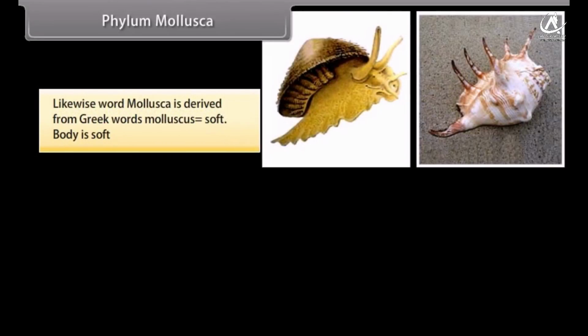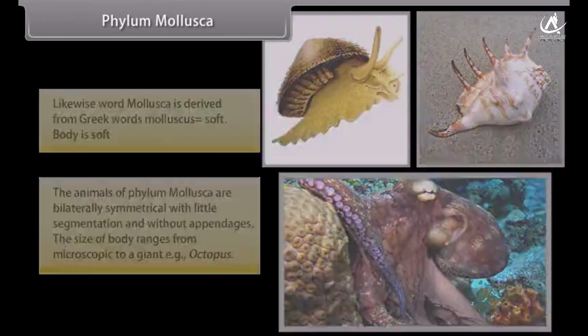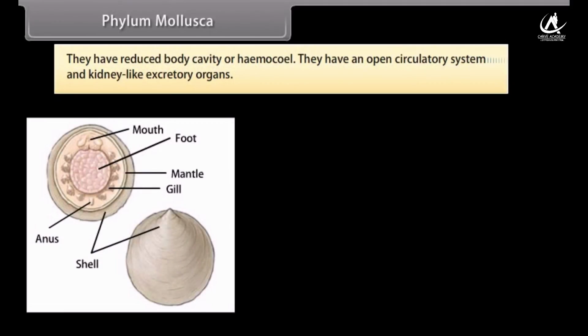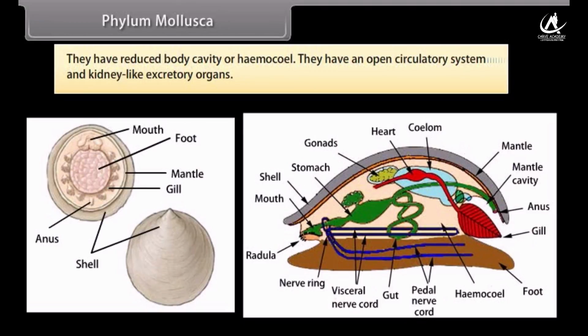Phylum Mollusca. Likewise, the word mollusca is derived from the Latin word molluscus, soft, as the body is soft. The animals of phylum Mollusca are bilaterally symmetrical with little segmentation and without appendages. The size of the body ranges from microscopic to a giant, that is, the octopus. They have a reduced body cavity or hemocoel. They have an open circulatory system and kidney-like excretory organs.